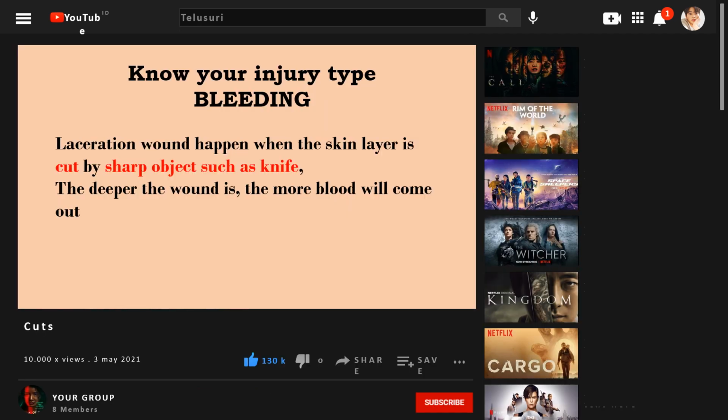The most common bleeding that can happen in a lab is a laceration wound. A laceration wound can happen when the skin layer is cut by a sharp object such as a knife or scissors or anything that is sharp. The deeper the wound is, the more blood will come out. And what happens if the person loses too much blood? Yes, the person will lose consciousness.